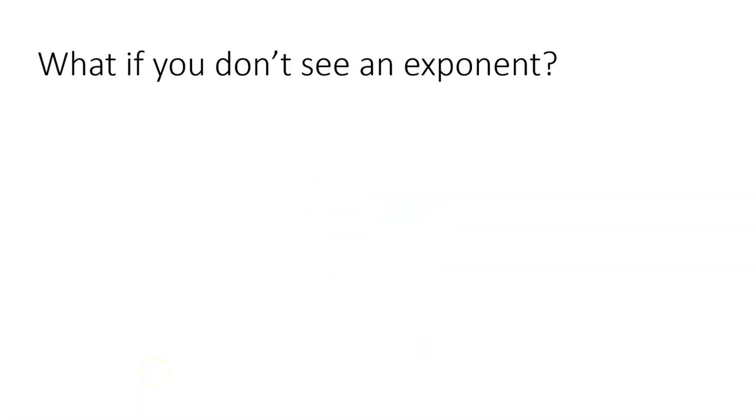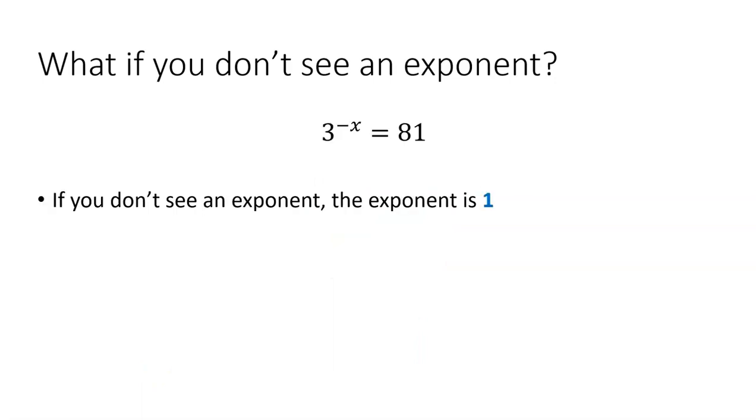What if you don't see an exponent? So in this example, 3 to the negative x power equals 81. There's no exponent on the 81. But any number to the first power is itself. So if you don't see an exponent, the exponent is 1. So I can write the 81 as 81 to the first power. Now we have a base to a power equals a base to a power, and you're ready to continue solving this equation.